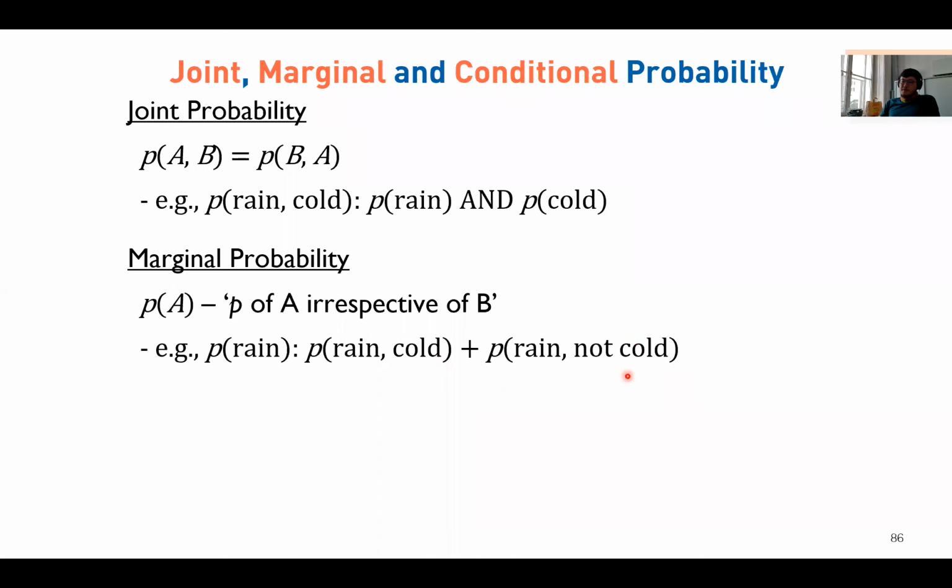So that's the marginal probability: the probability of one event irrespective of another. And why it is called marginal probability, there's a historical reason that I can show you later during our small exercise. Good.